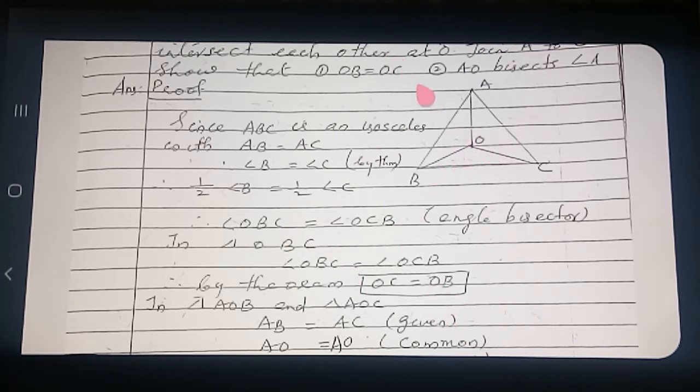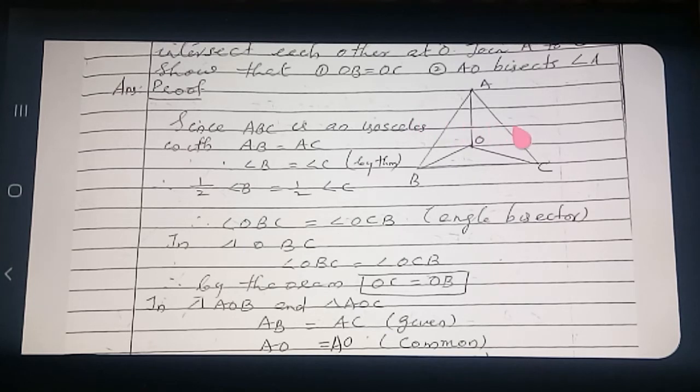Now what is the question? You want to prove that AO bisects angle A. That means you want to prove that these two angles are equal. These two angles are in different triangles, no? So you take this triangle and this triangle and try to prove they are congruent.